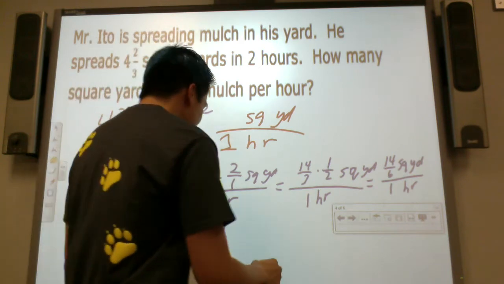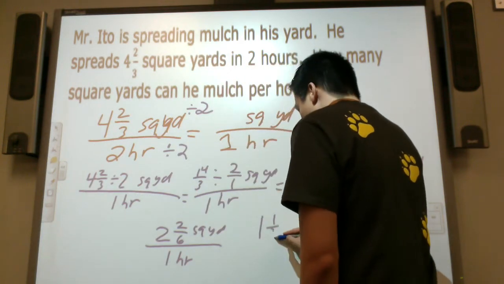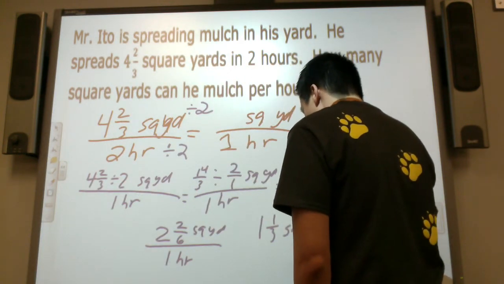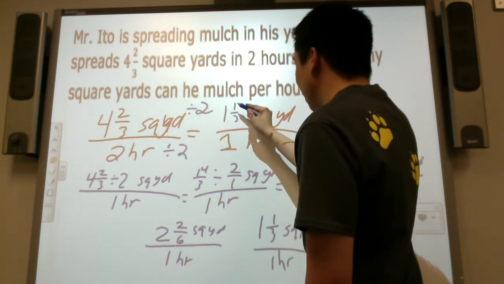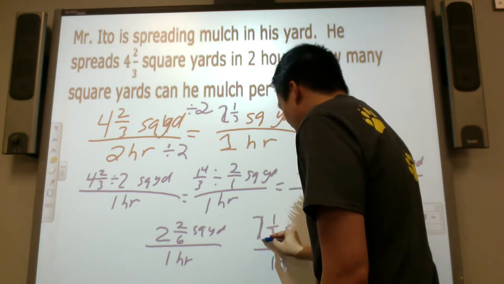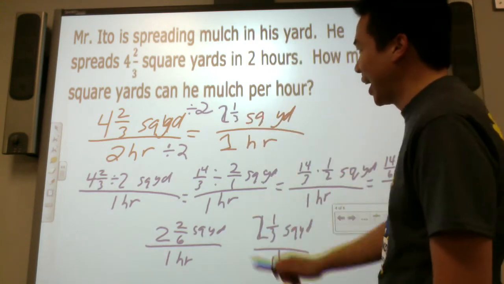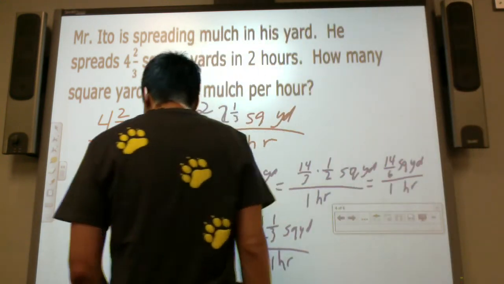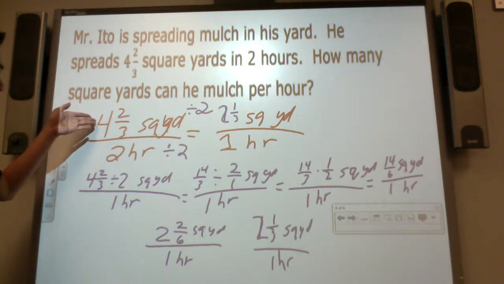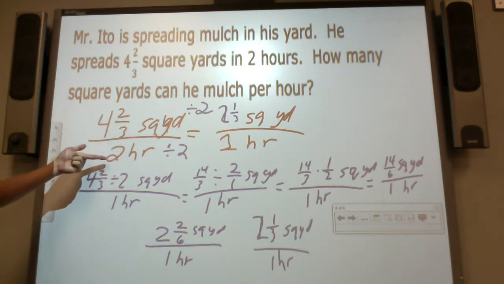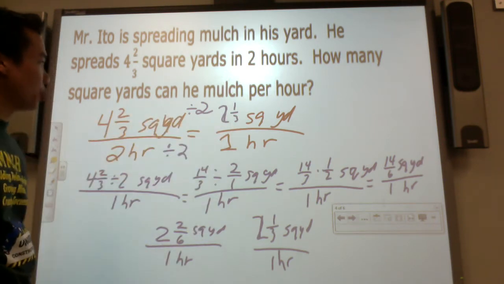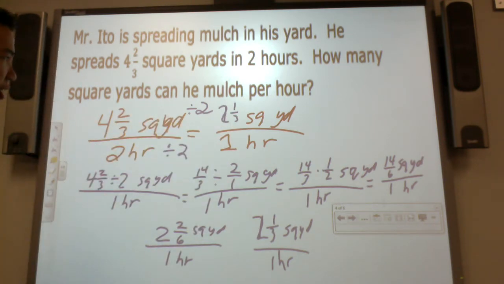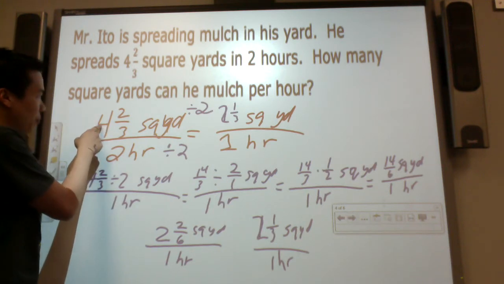Can you simplify this? Yes. 2 1/3 square yards per 1 hour. So if she does 4 2/3 square yards in 2 hours, in 1 hour, we divide it by 2, we got 2 1/3. So you might also say to yourself, couldn't I just divide 4 by, what's half?